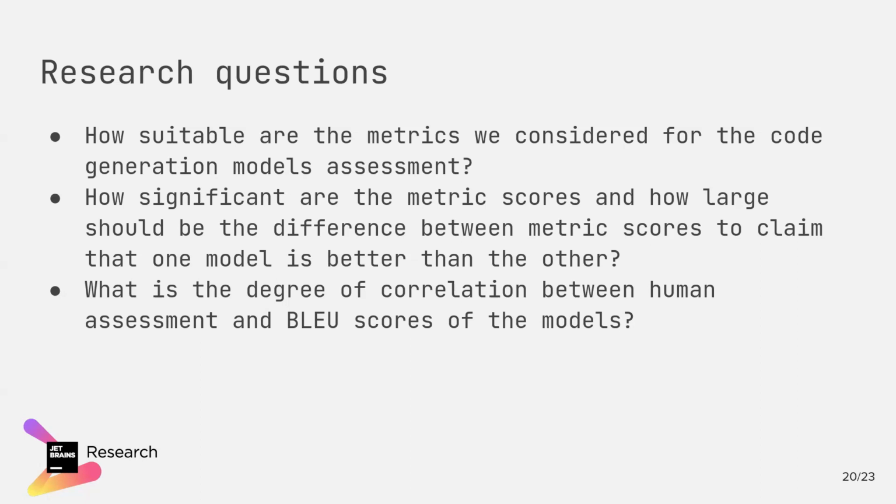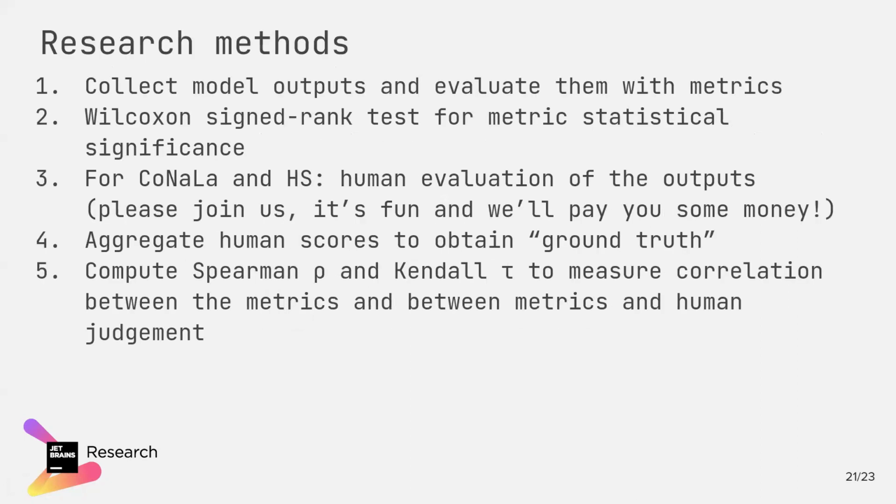And the third question is, what is the degree of correlation between the human assessment and the scores of the models? So there is a typo here. It's not BLEU, it's just any metric scores of the models. Once again, we want our metric to emulate human judgment as closely as possible. So naturally, we want to study that. Okay. So the research methods were as follows.